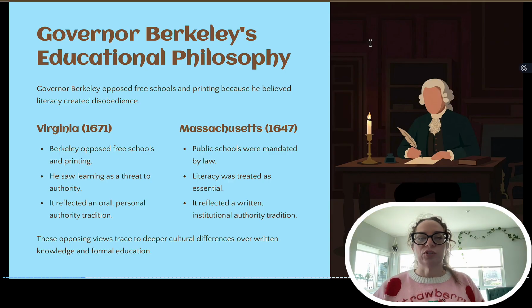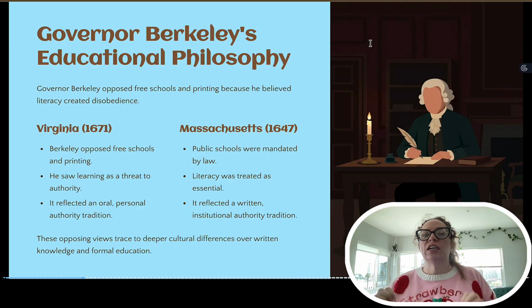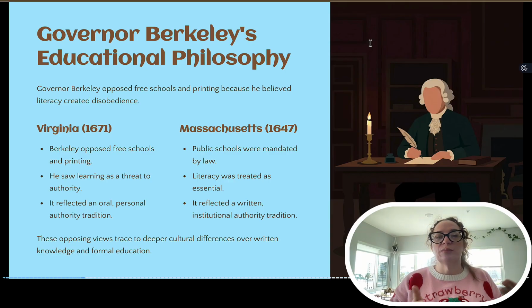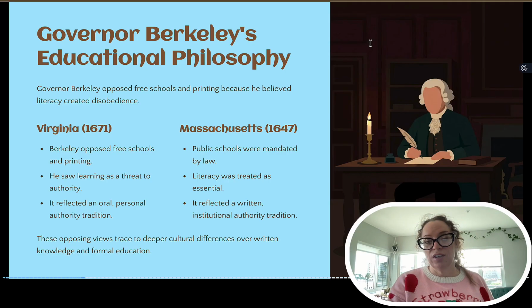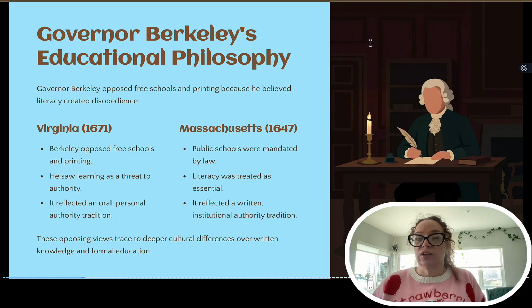This is the governor of Virginia in 1671 thanking God that there are no schools or books, and he hopes it stays that way for a century, because literacy creates disobedience. Compare that to Massachusetts in 1647, okay, 20 years earlier, already funding public schools required by law. You had a £5 fine for noncompliance. That's a lot of money back then, okay?